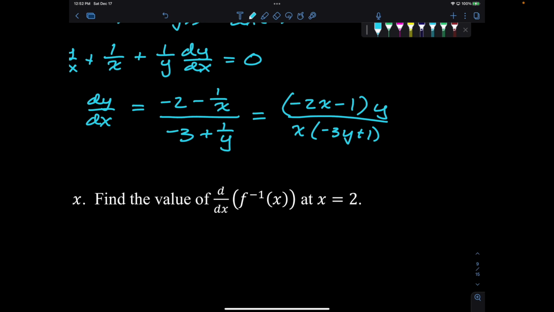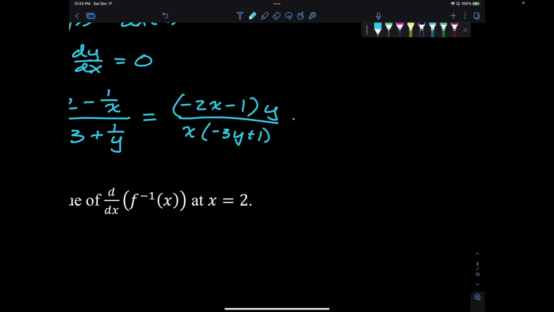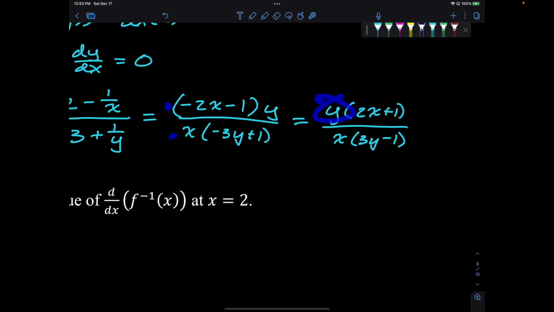I think the y would be in the front, and I think they'd probably take out the negative. I'm thinking you would factor the negative out of here, and the negative out of here, and cancel them. That makes it positive. I think the answer choice would look like y(2x plus 1) over x(3y minus 1). Basically, I just multiplied the top and the bottom by negative 1 and then moved the y. That's what I've done effectively.